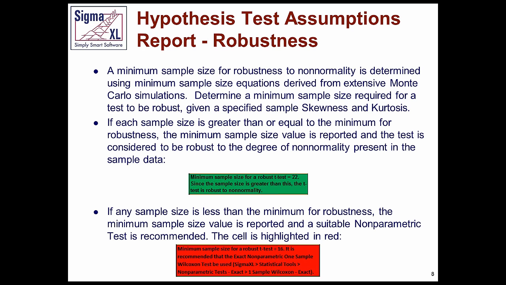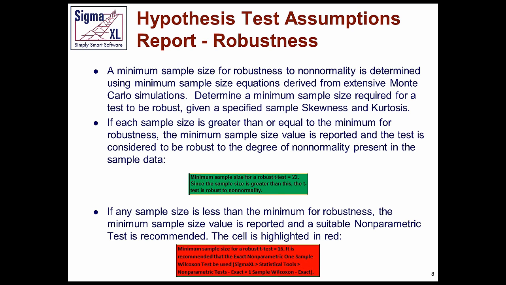So that's how we define robustness. All that work that was in the templates, robust t-test and ANOVA, minimum sample size, we built that in, so now it's done automatically. And you get the report: if the sample size is greater than the minimum, it's green. If it is less than the minimum, then it's red. So saying, look, you have non-normal data, and you do not meet the minimum sample size for robustness. So that's given to you as a warning.